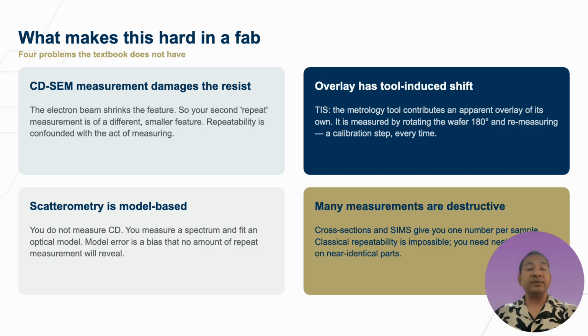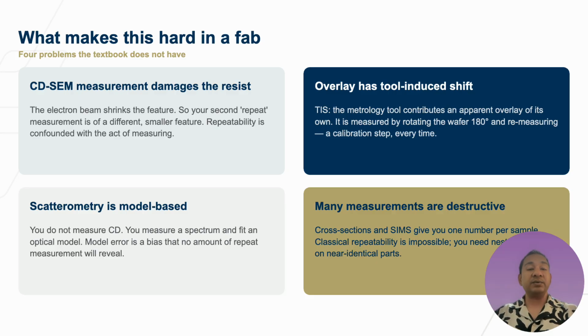Overlay has tool-induced shift. The metrology tool contributes an apparent overlay of its own. It is measured by rotating the wafer 180 degrees and remeasuring, which separates the tool's contribution from the wafer's. That is a calibration step performed routinely.